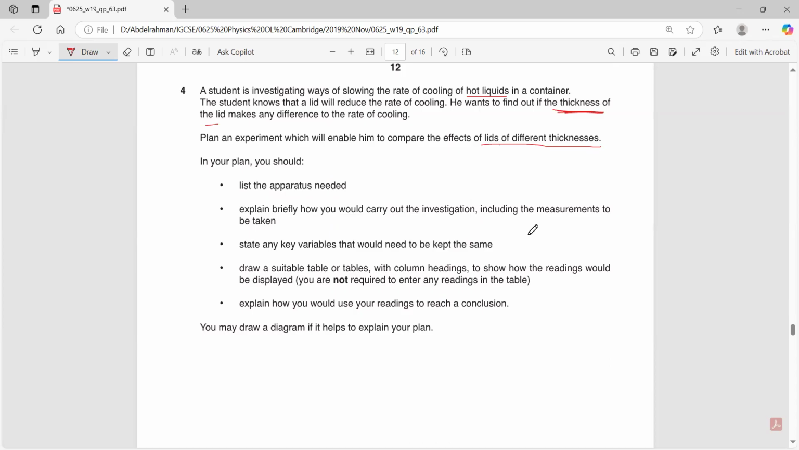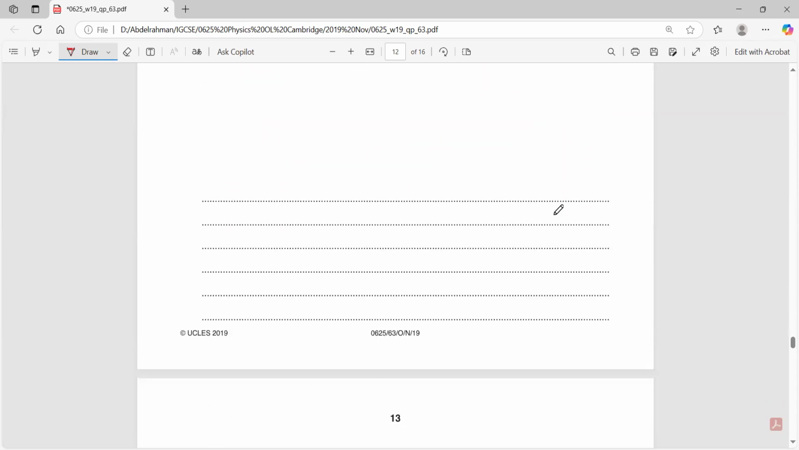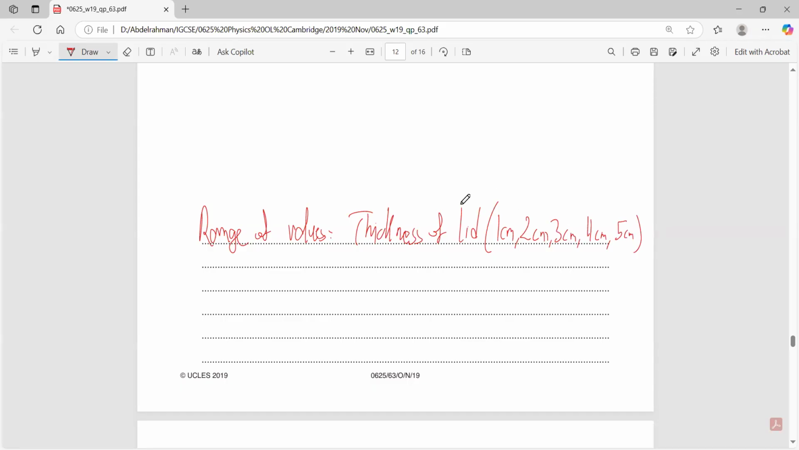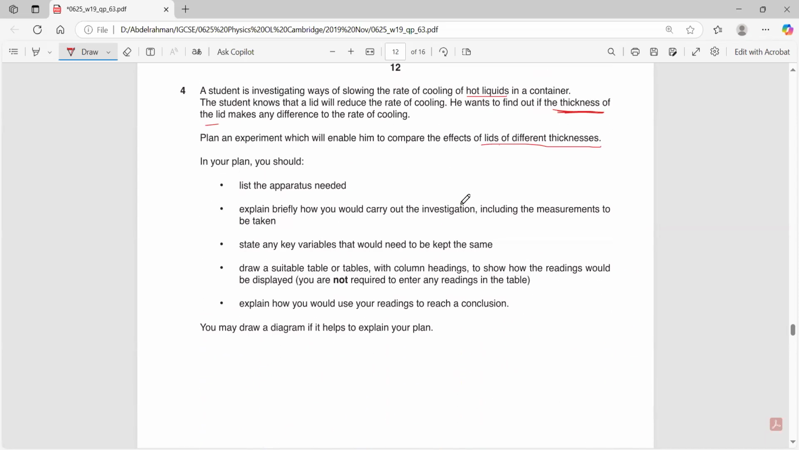So can I say my range of values, the thing that I'm changing, the independent variable? Yes, I need the thickness of the lid. And can I say 1 centimeter, 2 centimeters, 3, 4, and 5 centimeters? Yes, you can say so. So these are the range of values, the independent variable, the thing that you are changing in this question.